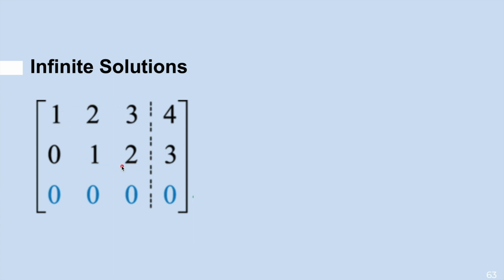Same thing if we have like 4 variables and only 3 equations left. And so what happened was that this last row is zeroed out, so it doesn't give us any information. Here we have y plus 2z is equal to 3, and x plus 2y plus 3z is equal to 4. There are an infinite amount of solutions for x, y, and z here.